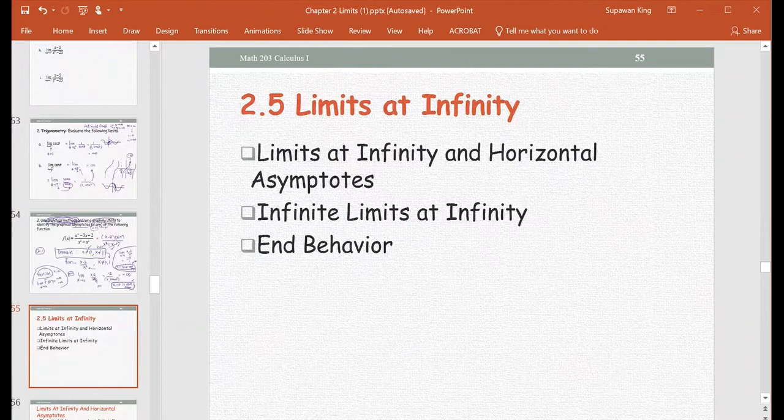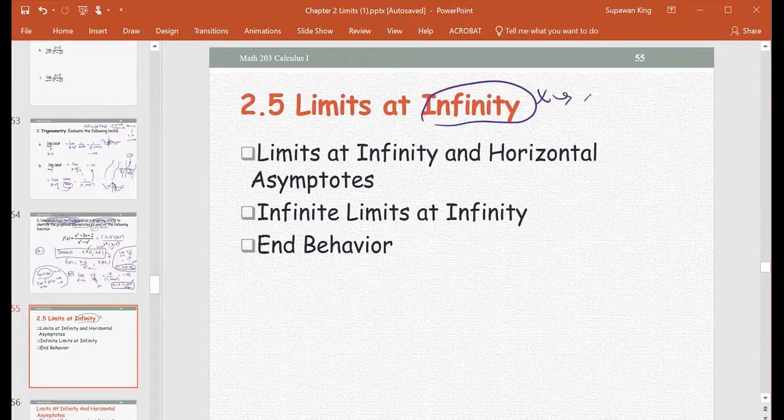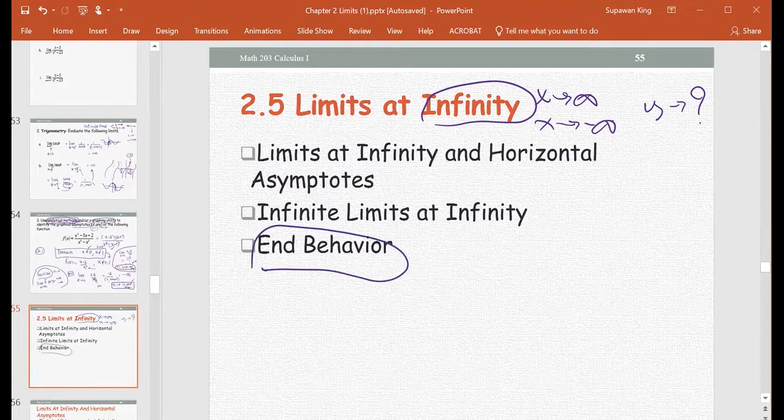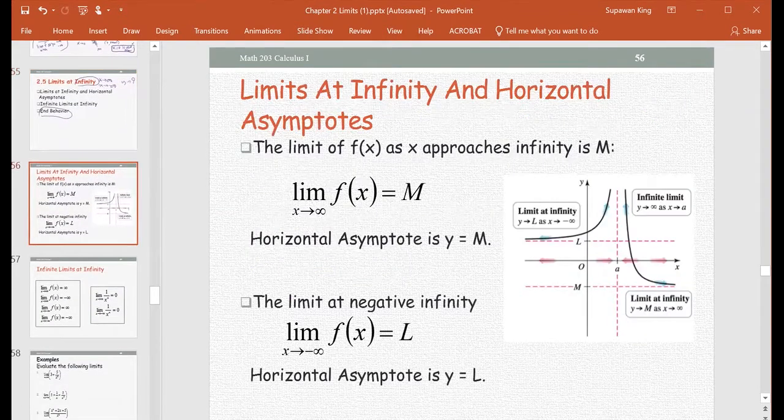The limit at infinity. This time, the limit at infinity means when x approaches infinity or x approaches negative infinity, what y approaches, okay? So that's kind of the other way around of 2.4. And then we look at the end behavior. Same graph that we used in 2.4.